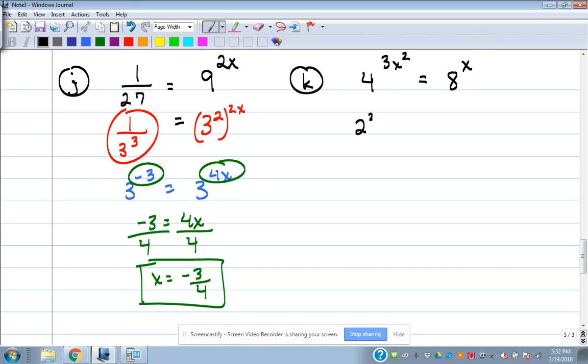So this 2 squared to the 3x squared, 2 cubed to the x. So that ends up being 2 to the 6x squared equals 2 to the 3x. Okay, well, that's wonderful. Now the bases are the same. What's my equation?